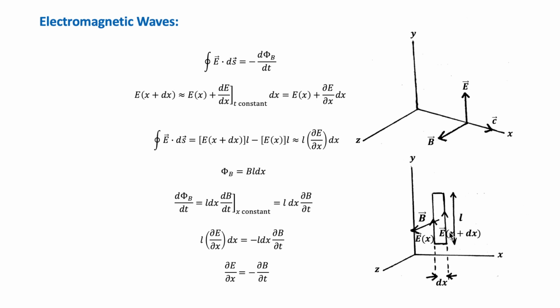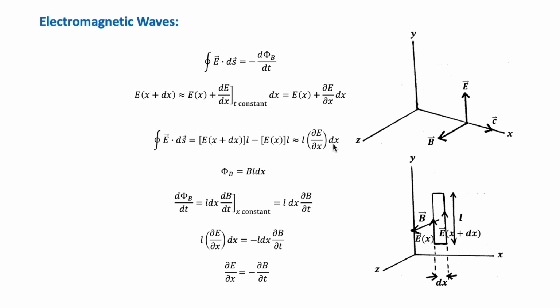For the right side of the rectangle, E at x plus dx can be expressed approximately as E_x plus dE over dx at constant t times dx, and this is equivalent to the partial derivative of E with respect to x, okay? On the left side, the electric field is E_x. So the closed integral is equal to E(x plus dx) times L minus E(x) times L, and if we substitute this, we get approximately L partial E by partial x dx.